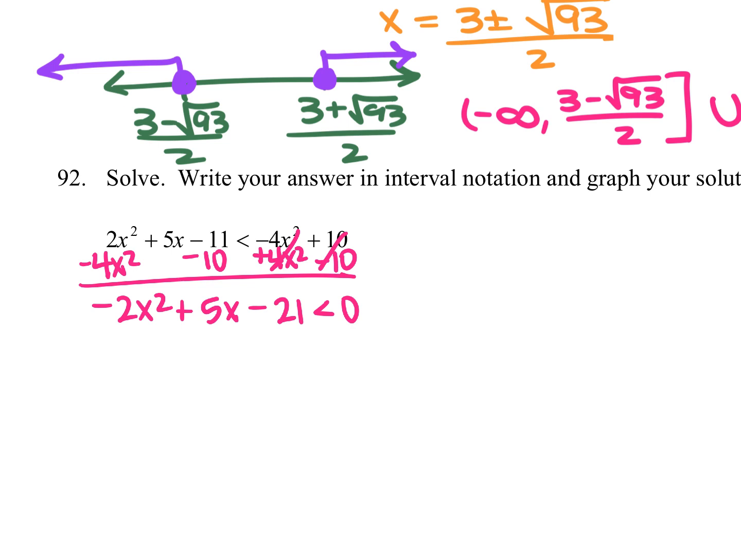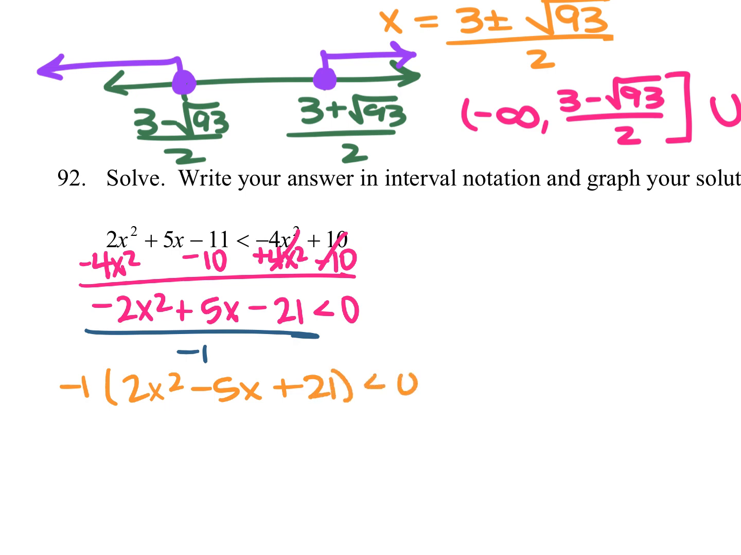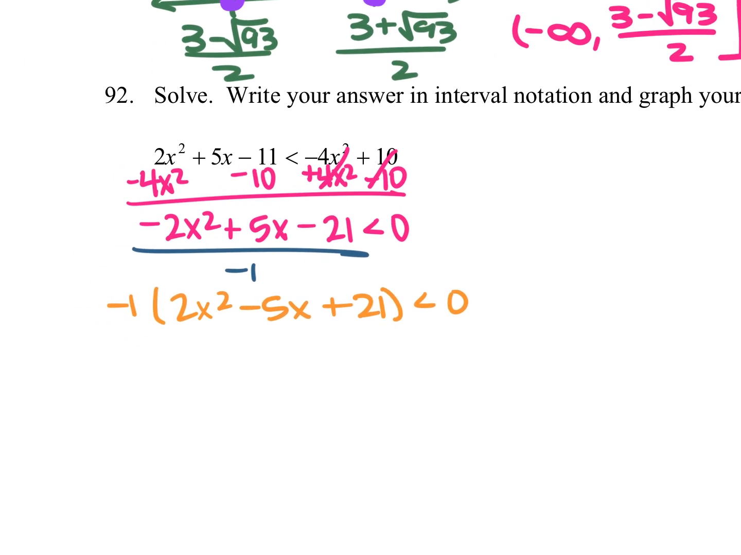You can factor out a -1. I would do that first, so that way you're not working with the negative. So it's going to be 2x squared minus 5x plus 21 is less than 0. Your 2 times 21 is 42. You need to find the factors of 42 that add up to be -5.